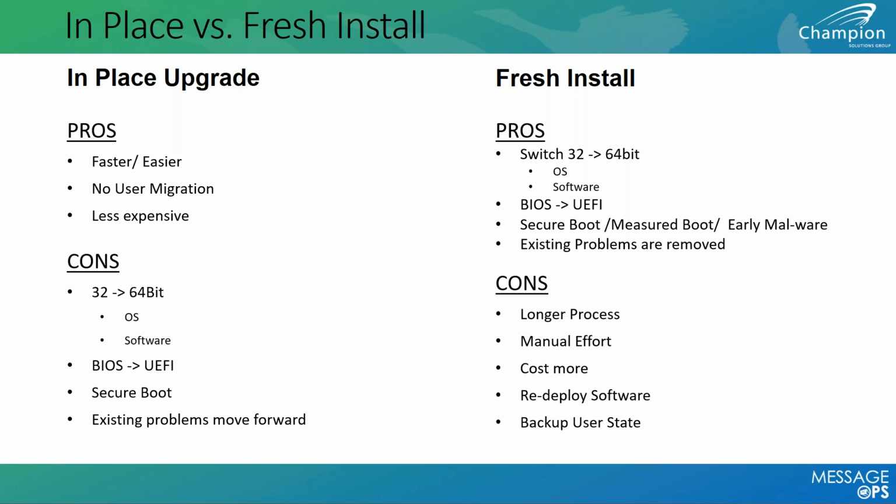So an in-place upgrade, the pros, of course, is it's easier, it's faster, I don't have to worry about the user profiles, I don't have to migrate the applications, it's simply less expensive from a man-hour standpoint. The cons of this, of course, is if in your environment you still have 32-bit operating systems, I can't change my architecture. I can't move to 64-bit. So if I can't move the OS to 64-bit, of course, I can't run 64-bit applications.